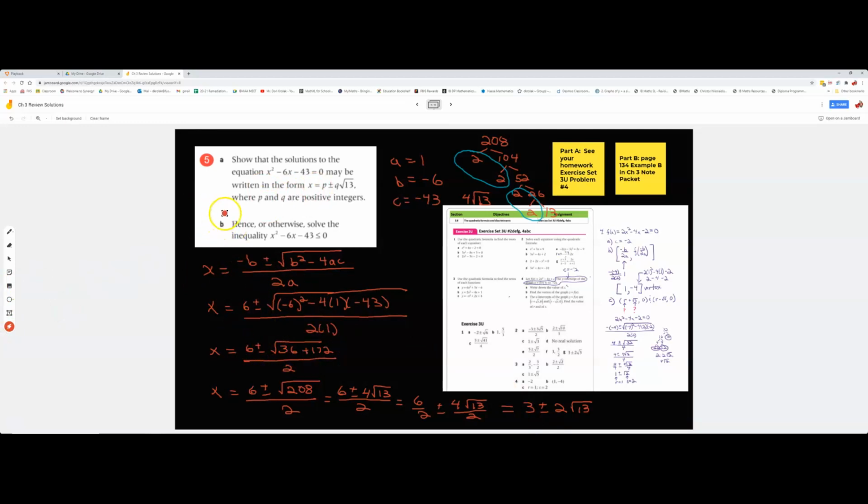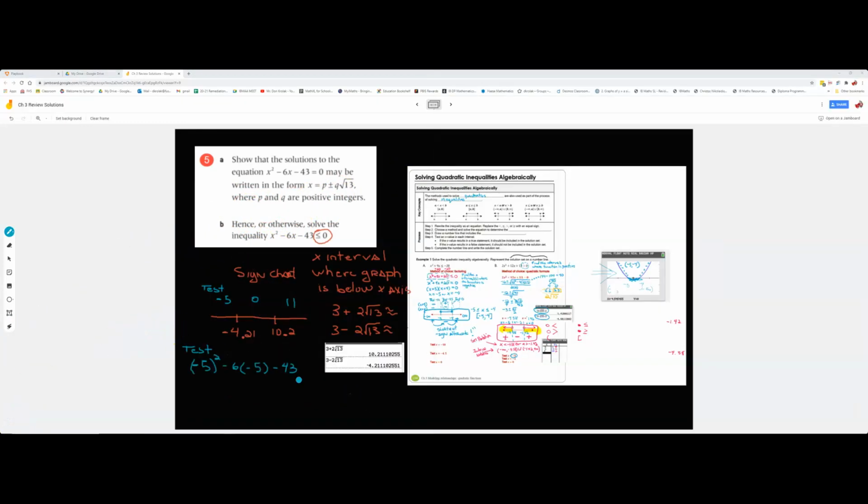All right, now part B says hence. So hence means use the information from this to solve this inequality. Anytime you see the word hence, use the previous results to solve the inequality. All right, so we'll do that next on the next slide.